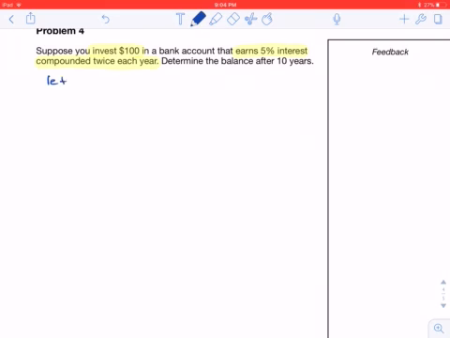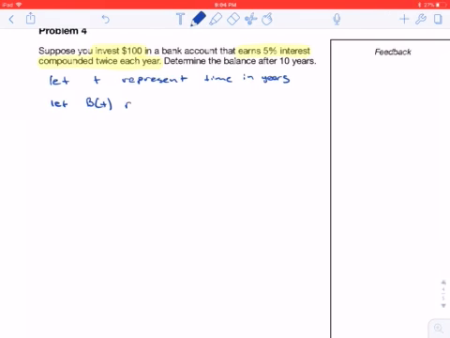Let's let T represent time in years. And let's let our investment amount, so we could just call it maybe B of T for our bank account amount, represent the balance in our account in dollars. Okay, so we want to create this function B of T.